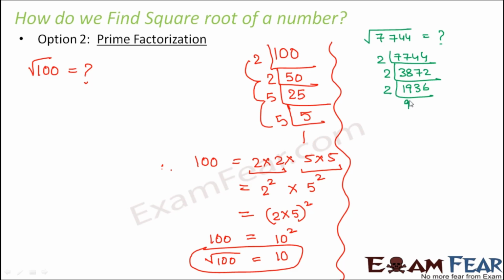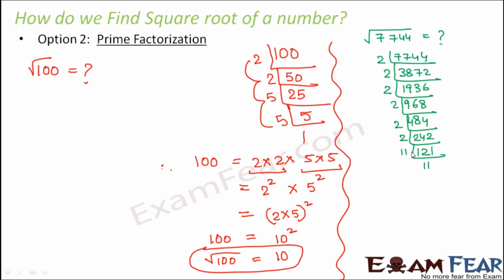Then again, 2 9s are 18, 2 6s are 12, 2 8s are 16. Then again, 2 into 4 is 8, 2 8s are 16, 2 4s are 8. Again, 2 2s are 4, 2 4s are 8, 2 2s are 4. 2 1s are 2, 2 2s are 4, 2 1s are 2.